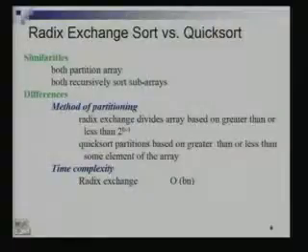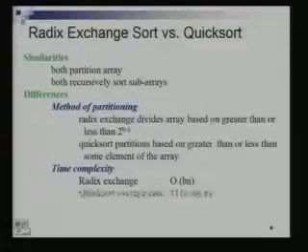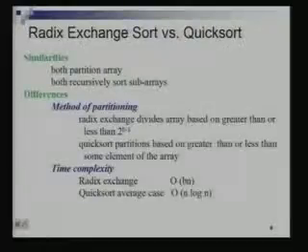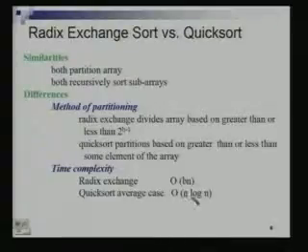The difference is also in the time complexity. For radix exchange, we argued just now that the time complexity is order bn, and for quicksort we argued that the average case is n log n. So sometimes this might be a better scheme, sometimes the other might be a better scheme, depending upon what the value of b is for you.